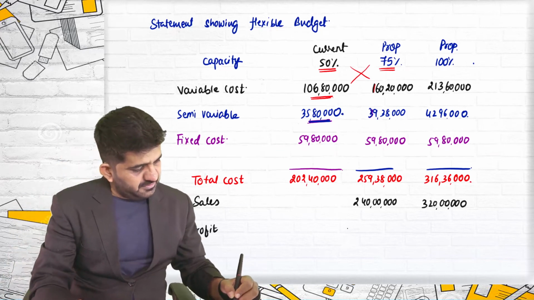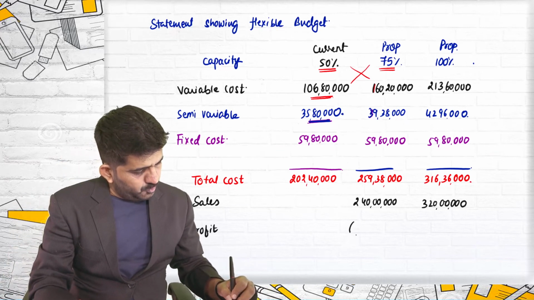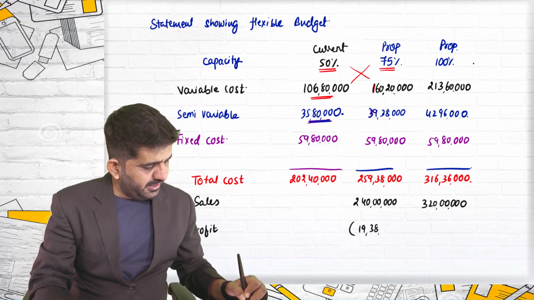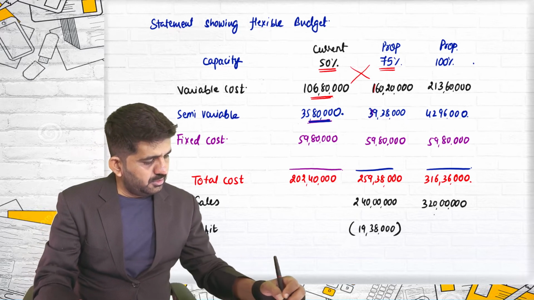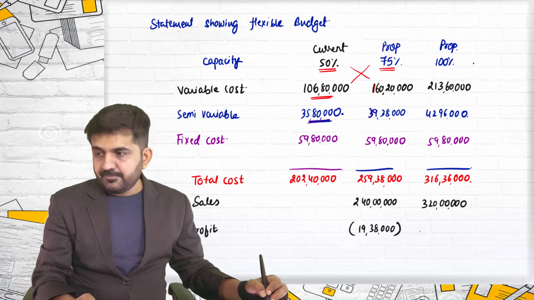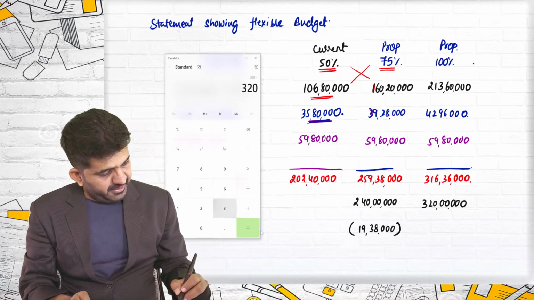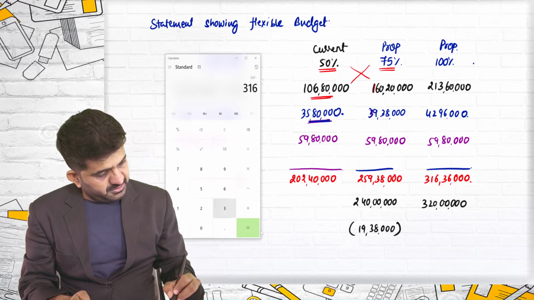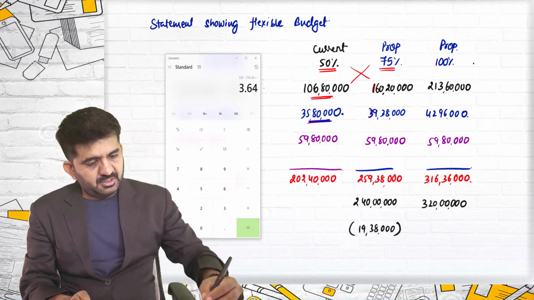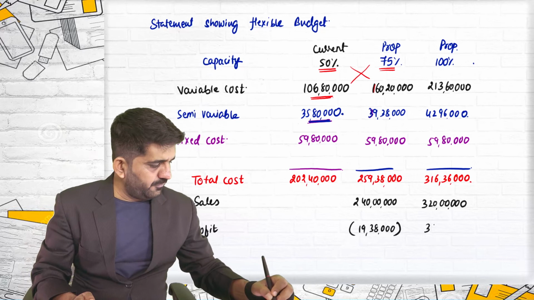Sales minus this will be 19,38,000 loss. This will be 320 lakhs minus 316.36, 3,64,000 profit.